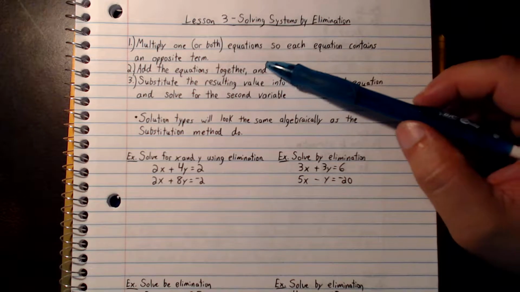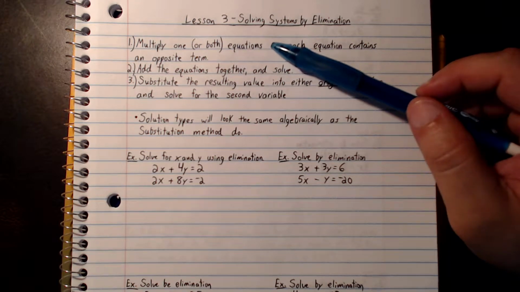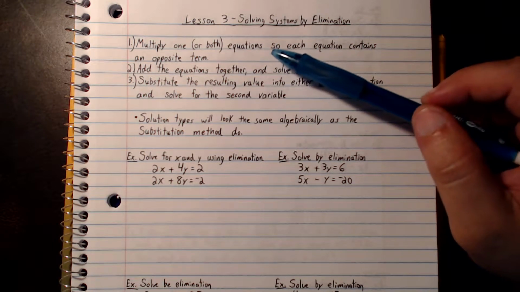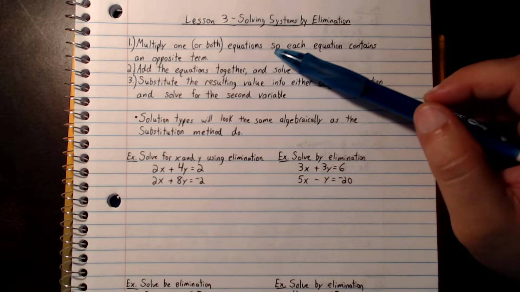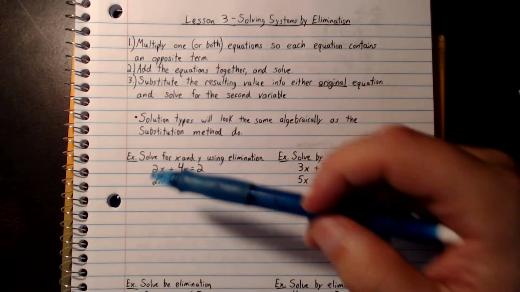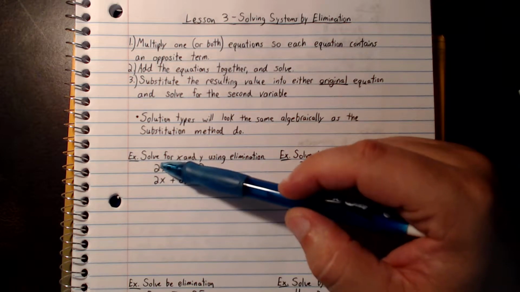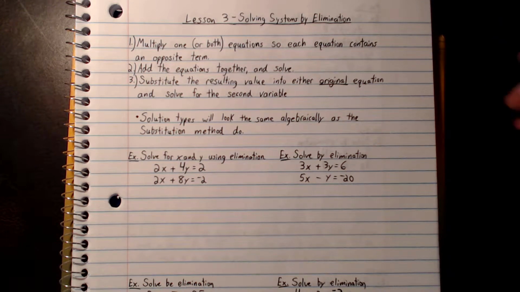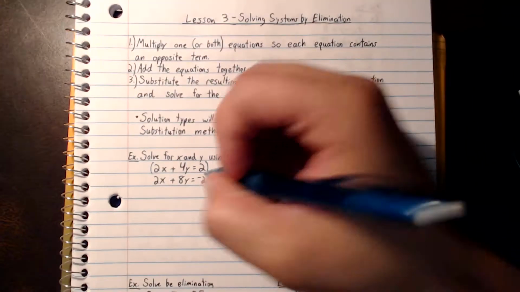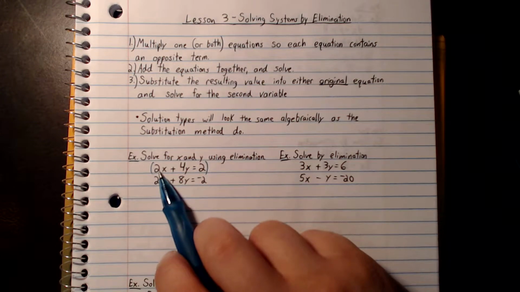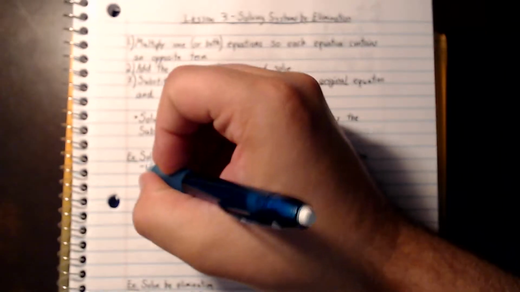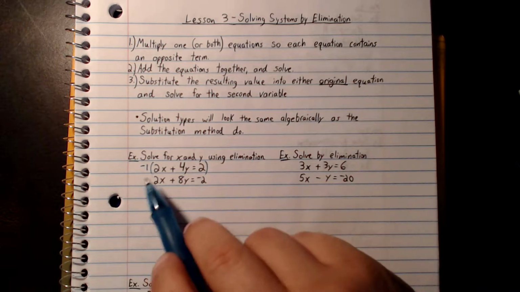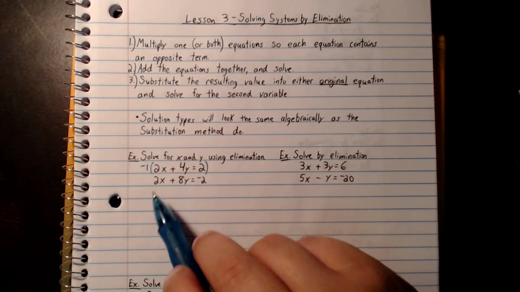Okay, our first step tells us to multiply one or possibly both equations so we have opposite terms. I'm looking right here at these x's. They already have the same coefficient. All I need to do is make one of them the opposite, right? One of them should be negative. Doesn't matter which one. Okay, I'm going to do it to this top one. In order to make this a negative 2, I would have to multiply by a negative 1, right? Negative 1 times 2 is negative 2, and that would give us the opposite terms.